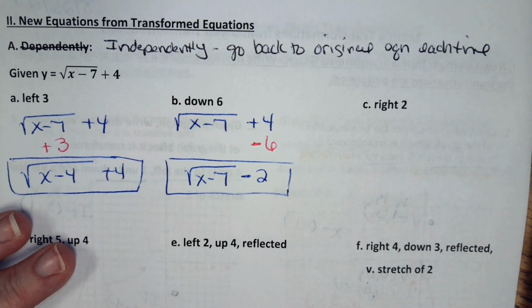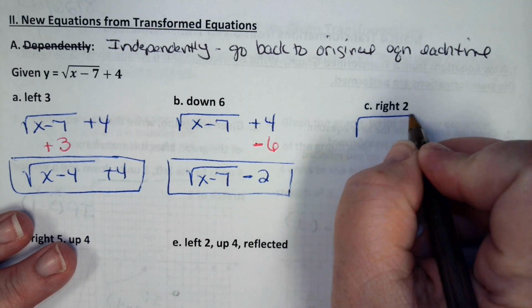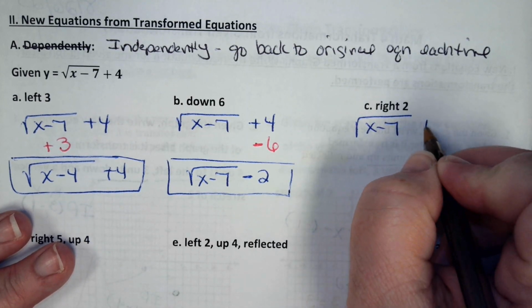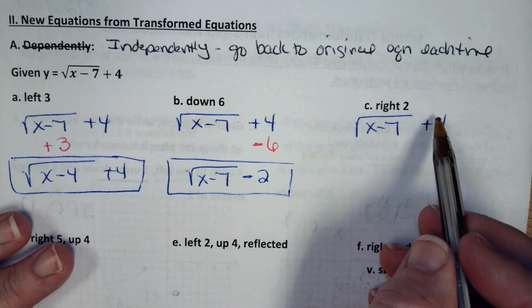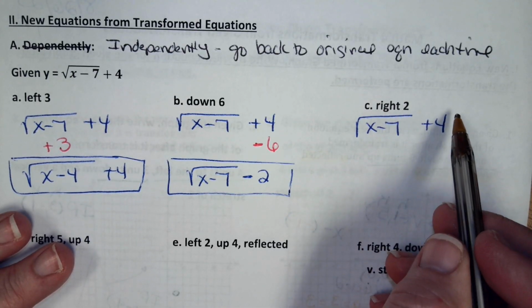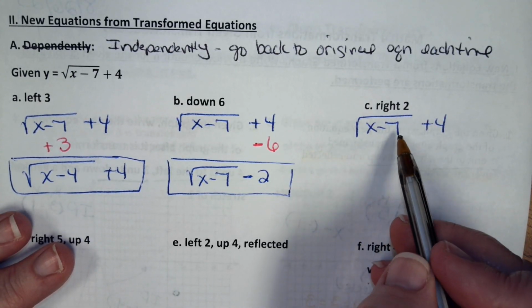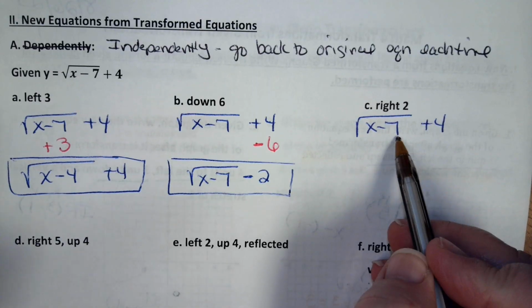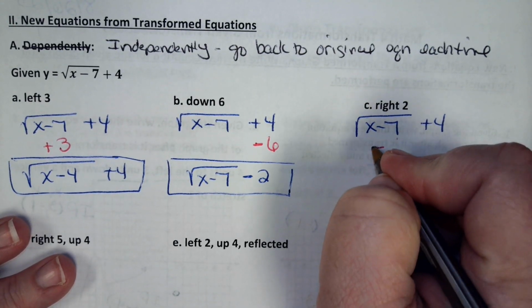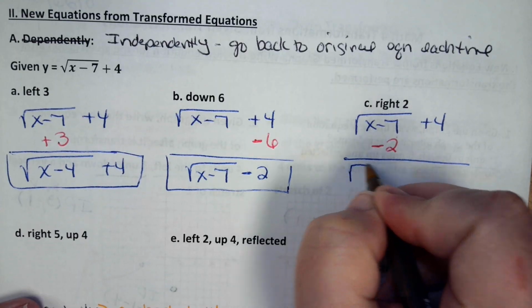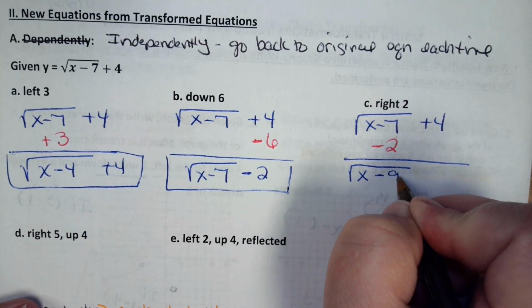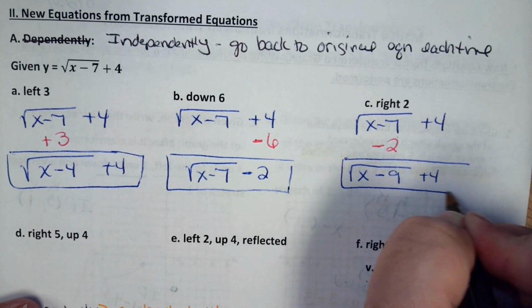All right, for part C, right 2. So we've got the square root of x minus 7 plus 4. All right, right 2. Is that impacting h or is it impacting k? H. So right 2, we think we're supposed to add 2, but we're actually going to subtract 2. So this is going to be the square root of x minus 9 plus 4.